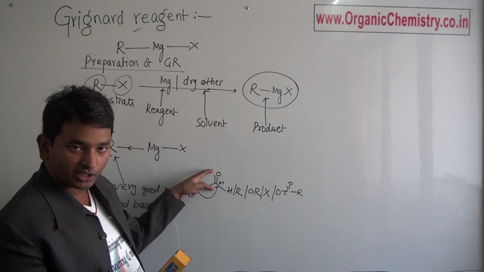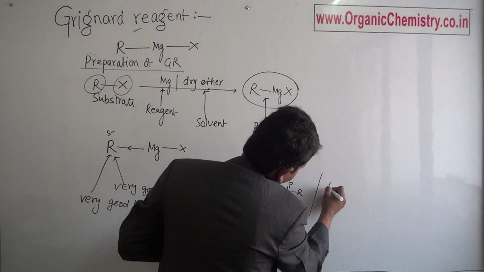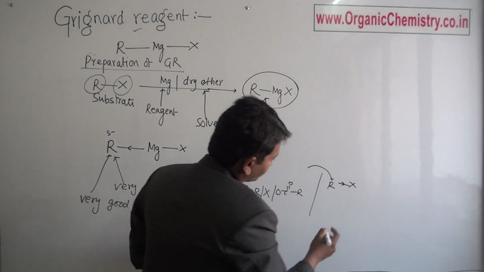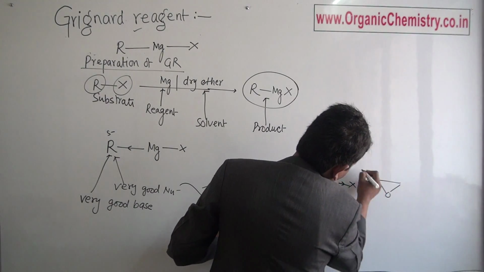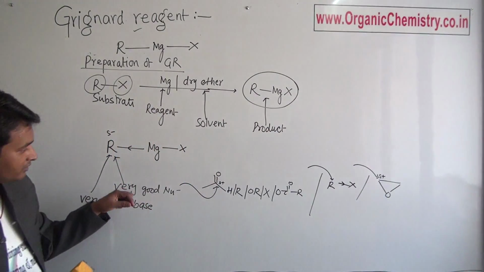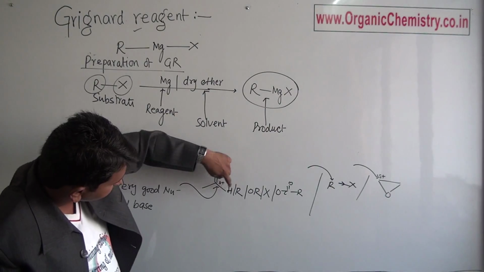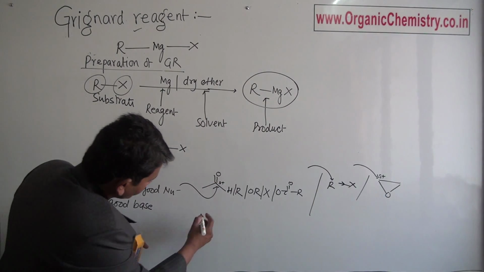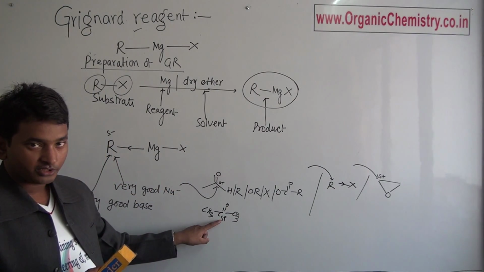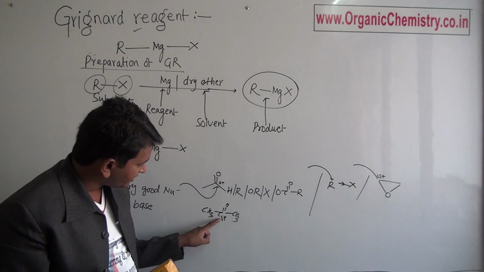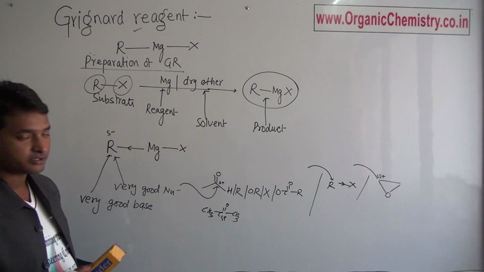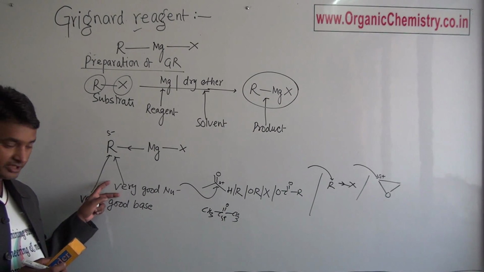This center may be of carbonyl, this center may be of alkyl halide, this center may be of epoxide. So we cannot use acetone as a solvent, because acetone has a partial positive charge over the carbon. So this RMgX can attack over this carbon and make the alcohol. So further chemical reaction takes place with the ketone. So we cannot use ketone as a solvent for the preparation of RMgX.